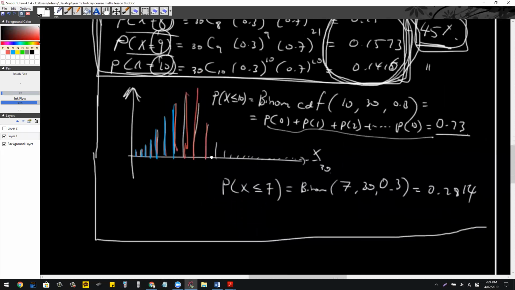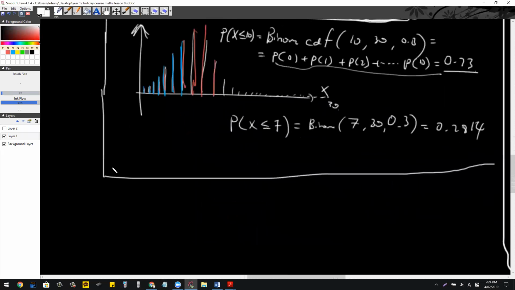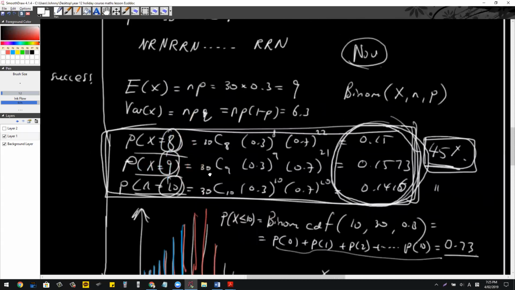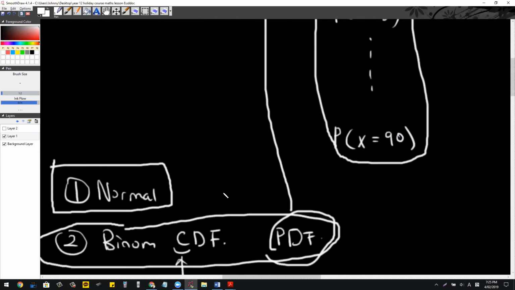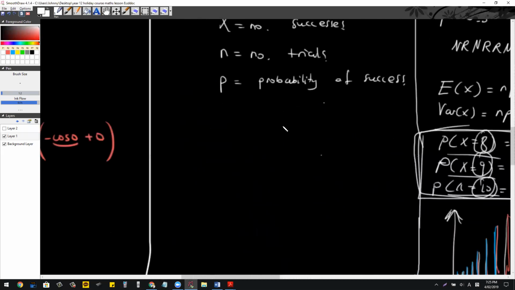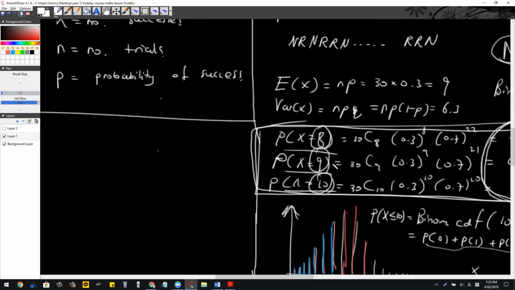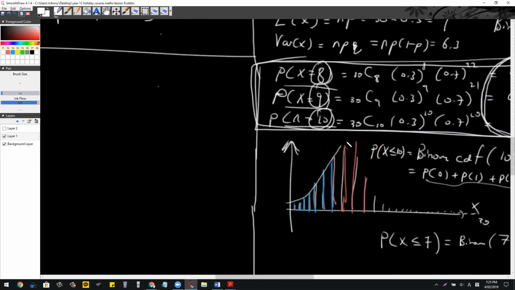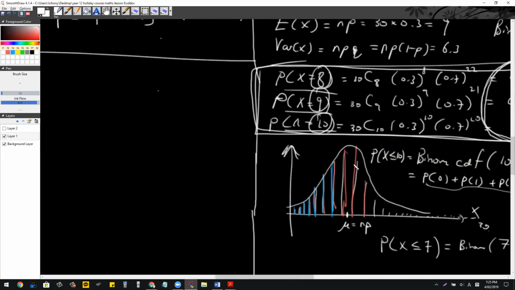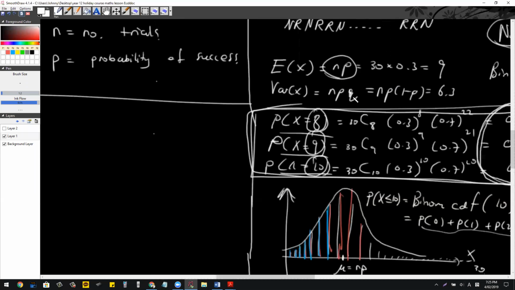Now, the problem is, what is normal approximation to binomial? So what is this all about? This is how you do it. You treat this distribution as if it's a normal distribution with the average of mu, which is np right here. The mu average is 9, and the standard deviation is the square root of 6.3.